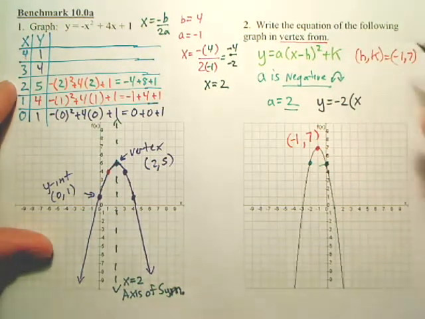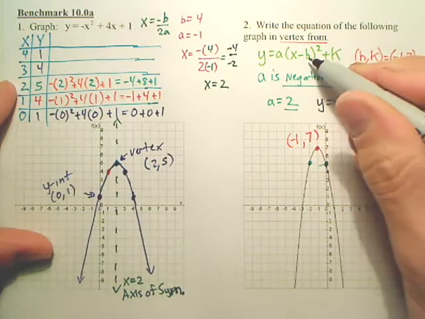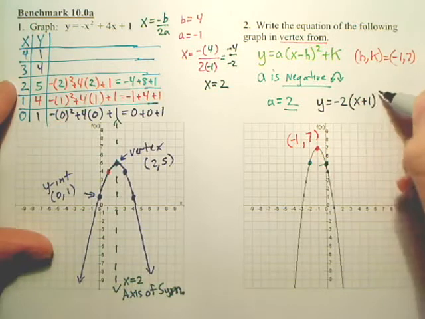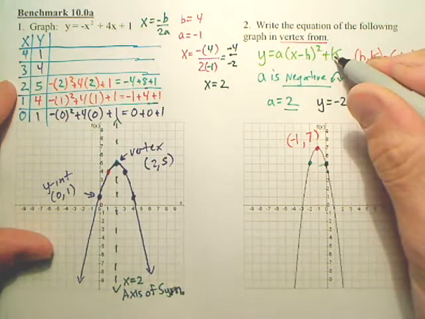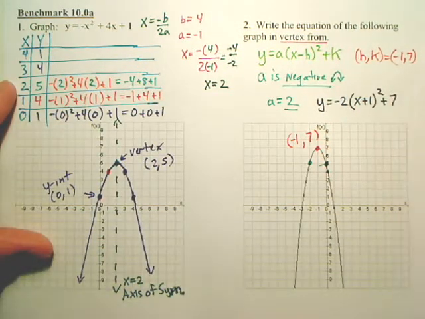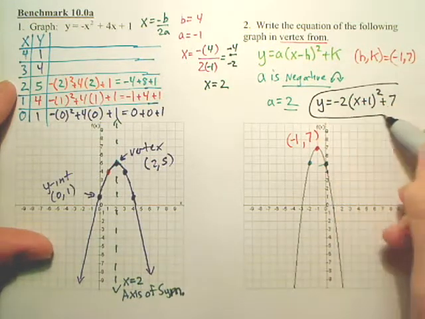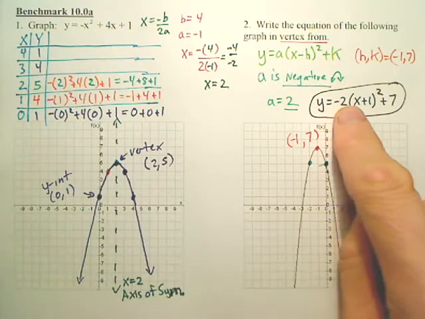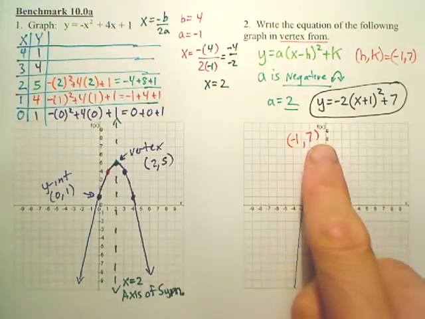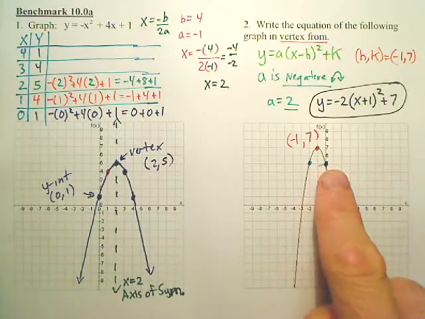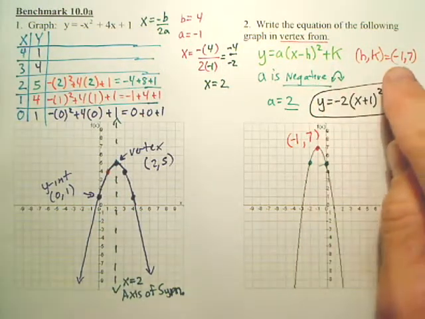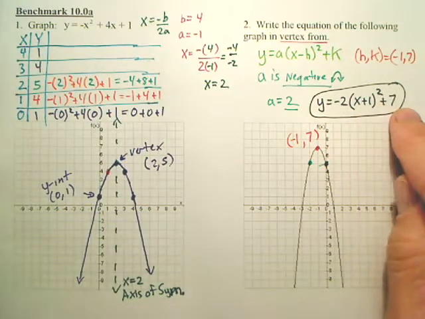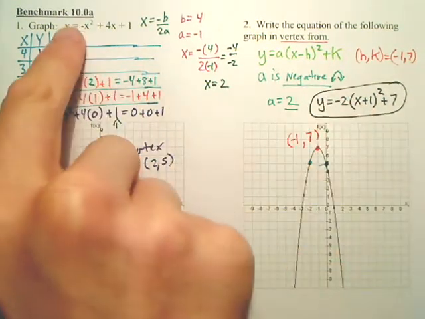h, wait, so x is there. h, well, h is -1, but isn't it the opposite of h? So wouldn't that become a +1? And then would that k just stay the same? +7. There's the equation of the parabola. Negative because it's down, 2 because it has basically a slope of 2, or down 2 over 1 to the first point, and the vertex is negative 1, 7. The opposite of negative 1 is positive 1, 7. This is vertex form, and that was standard form.